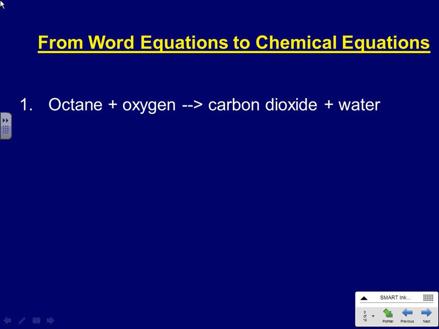Octane is a combustible liquid. It is the main component in gasoline. You may have seen on the pumps it says the octane rating. That states how much pure octane is in that gasoline. And octane, I'll tell you right now to start this, has a formula of C8H18. So you go ahead, convert that word equation into chemicals, and balance it up.